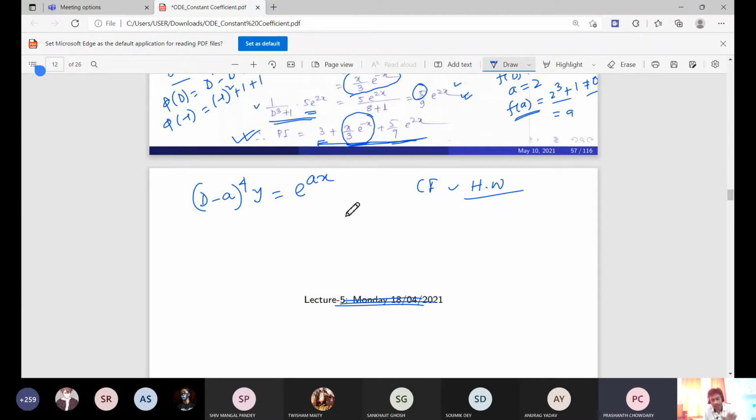I will share the highlighted PDF as well as the original note. The original note is already uploaded. This portion I will share so that you can see all the calculation. So the CF is already done, and you please consider this as your homework.